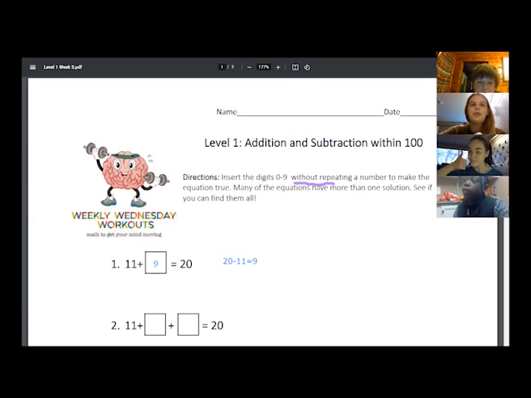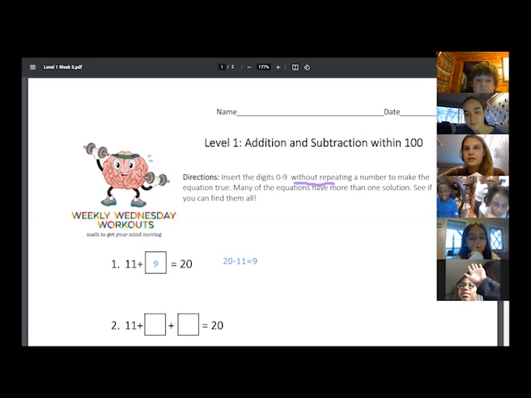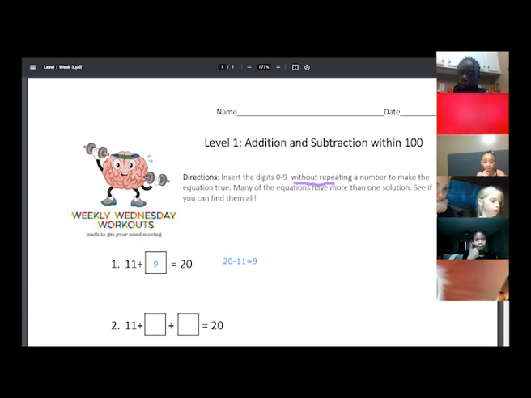This one you're going to have to look for 2 different numbers. And remember, they can't be the same because you can't repeat a digit. All right, we'll wait 1 minute and give everybody a shot. Give me a thumbs up or raise your hand if you have an answer for number 2. Let's wait a second to give everybody a chance to get it.